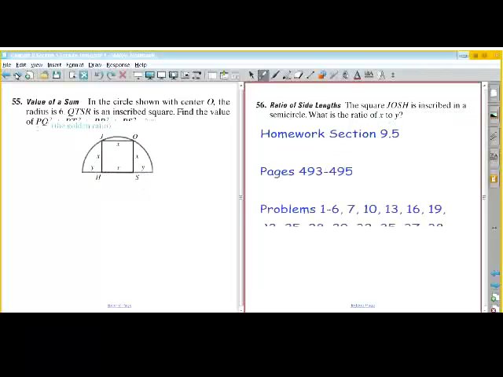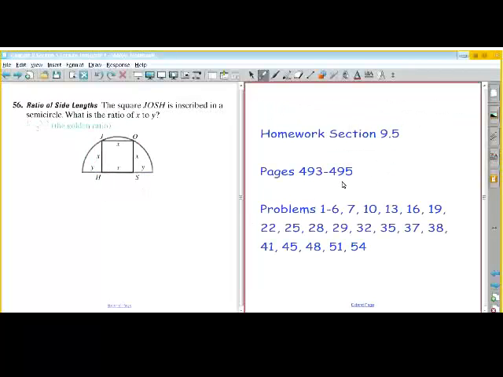And I'm going to go ahead and give you the homework assignment for this section. And what we'll do is after the test, we will go through a few more examples that are more challenging, just to stretch your brain a little bit.